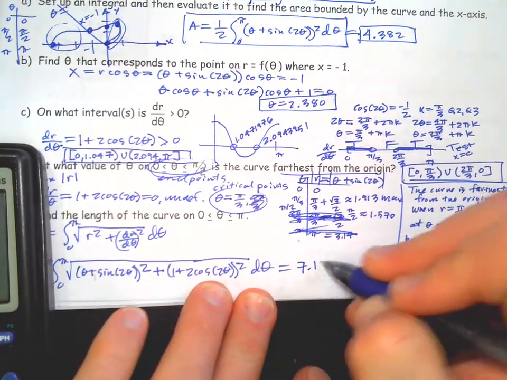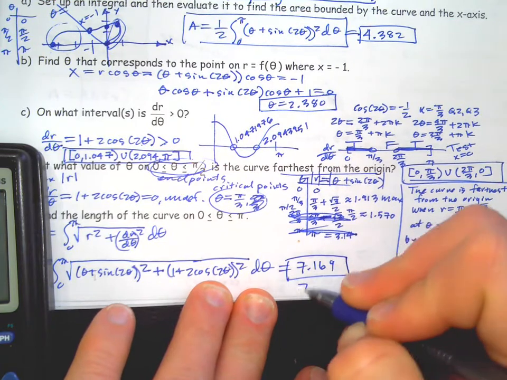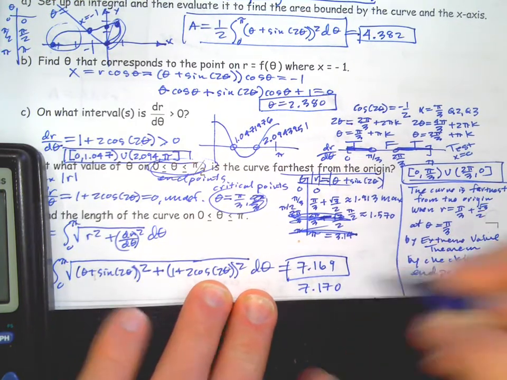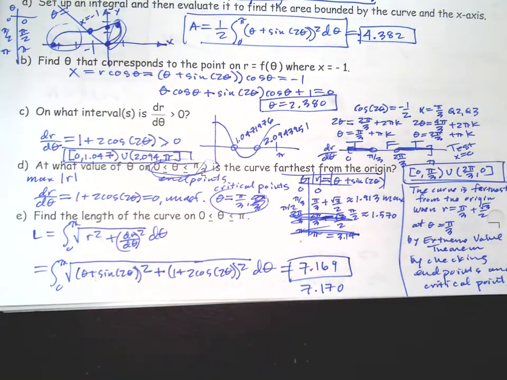7.169, or 7.170 if you want to round. So there you go. I have another free response problem that I'm going to do in a separate video.